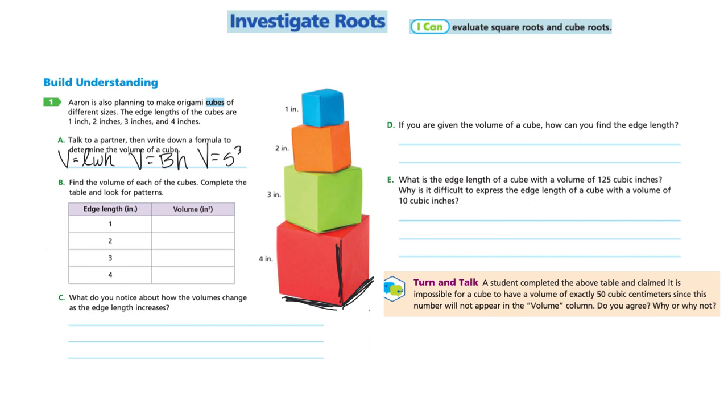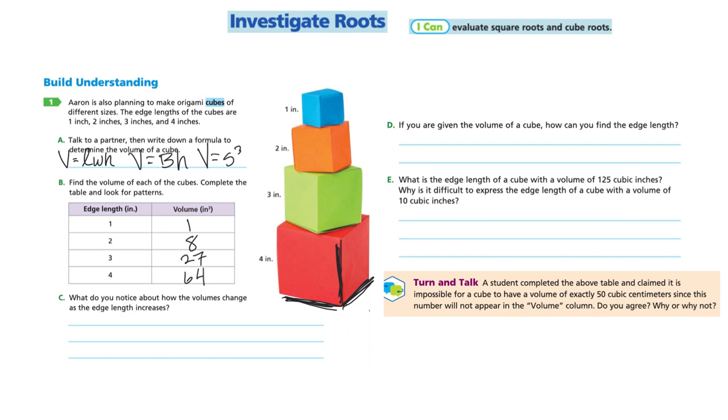If the edge length is 1, the volume would be 1 times 1 times 1, or 1. If it's 2, 2 times 2 times 2 is 8. 3, it would be 27. And 4 would be 64. 4 times 4 is 16. 16 times 4 is 64.